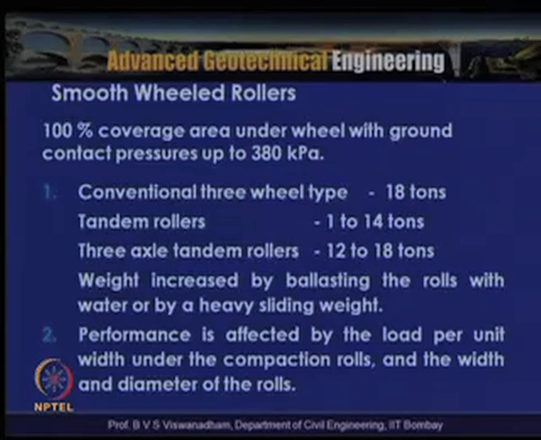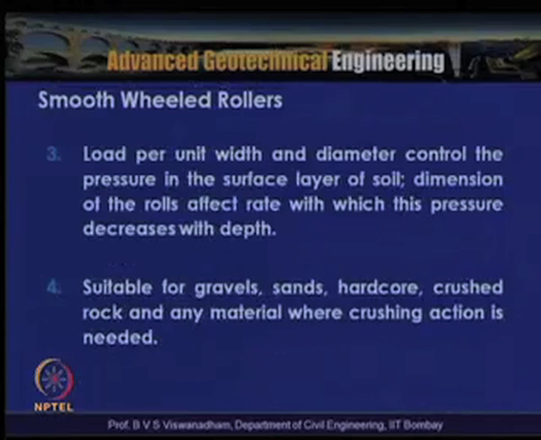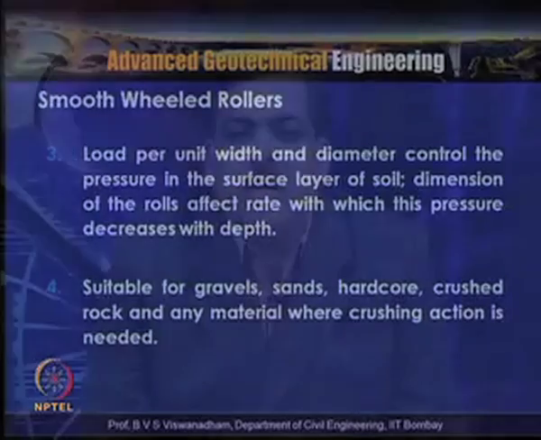Weight can be increased by ballasting the rolls with water, or by a heavy sliding weight, or it can be ballasted with sand. Performance is affected by the load per unit width under the compaction rolls, and the width and diameter of the rolls. Load per unit width and diameter control the pressure in the surface layer of the soil, and dimensions of the rolls affect the rate at which the pressure decreases with depth. These smooth wheeled rollers are suitable for gravels, sands, hardcore type soil, and crushed rock, and any material where crushing action is needed.